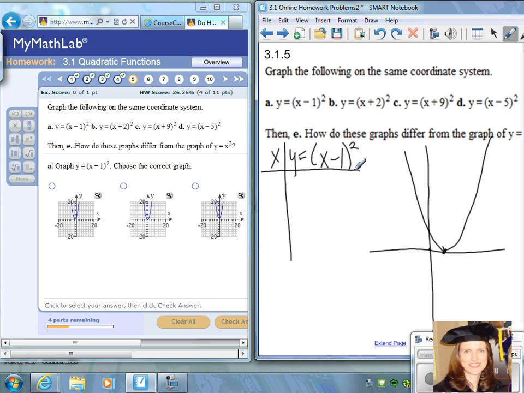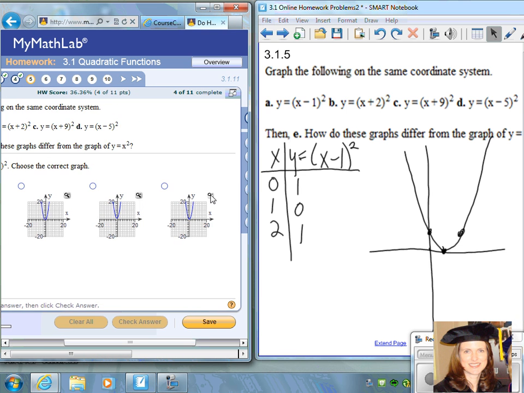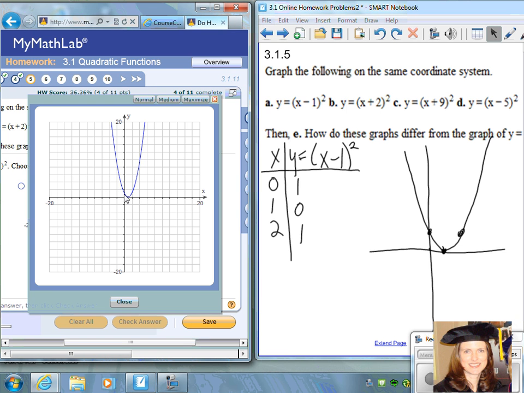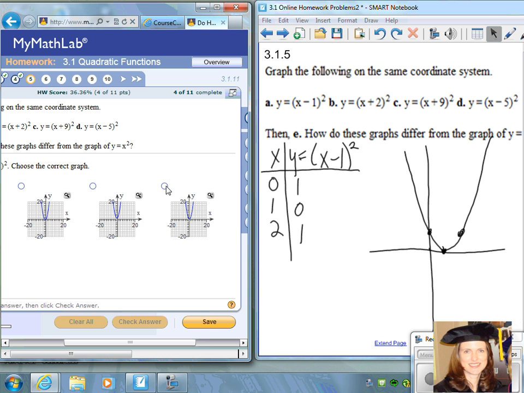Again, you can also make a table of values. I usually choose a vertex and a point to the left or to the right. So if I chose 0, 1, and 2, plug those in for x, you would get 1, 0, and 1, and that would correspond to the 3 points that I've graphed here. So it is a parabola that's been shifted to the right 1 unit. I'm going to have to zoom in to see. It looks like the last choice here is a parabola that's been shifted to the right 1 unit.